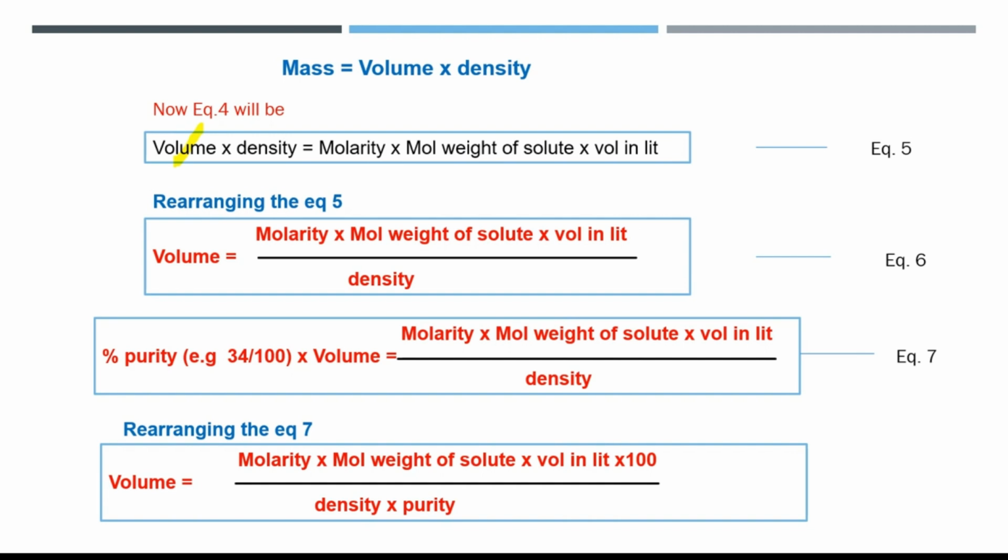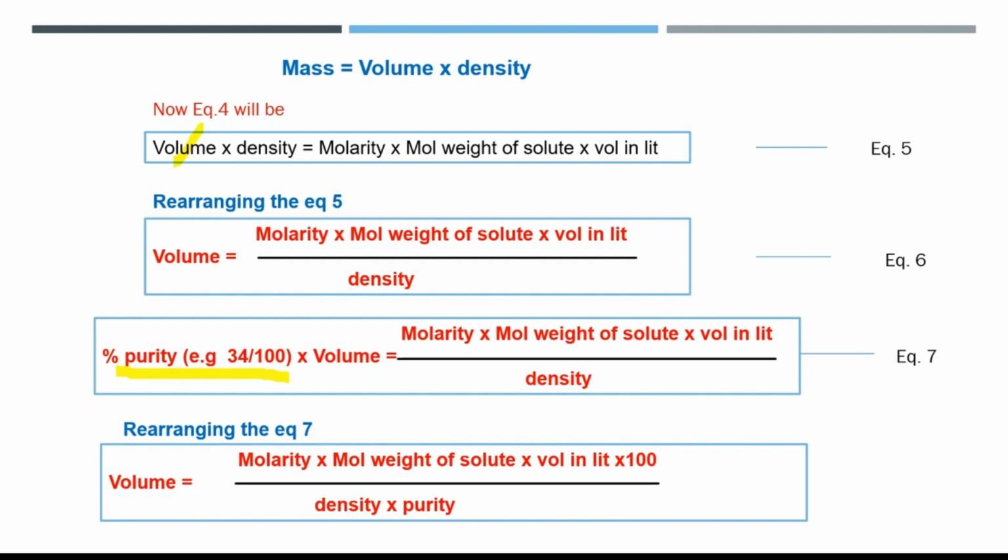And now you have to consider the purity of your solute, because these liquid acids are not 100% pure. So for example, here 34% purity means 34 parts of the weight is your solute in 100 parts. So volume is equal to molarity into molecular weight of the solute into volume in liter divided by density.